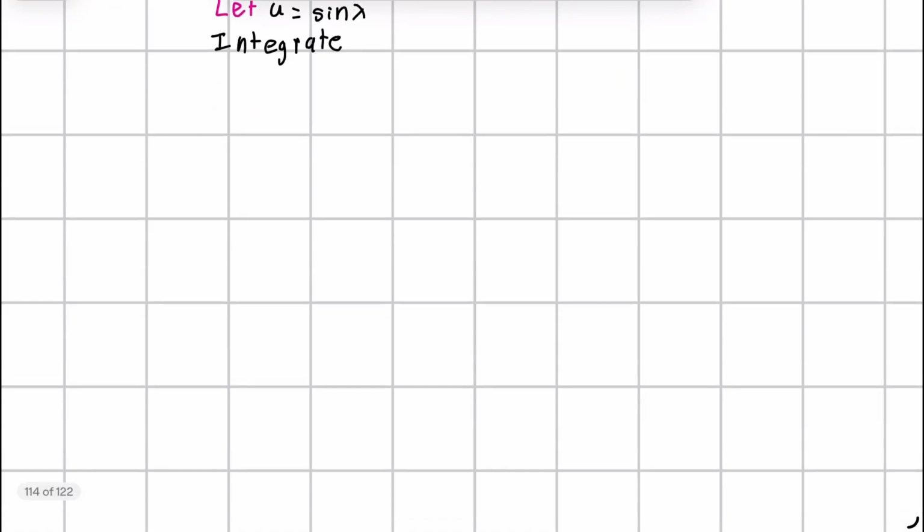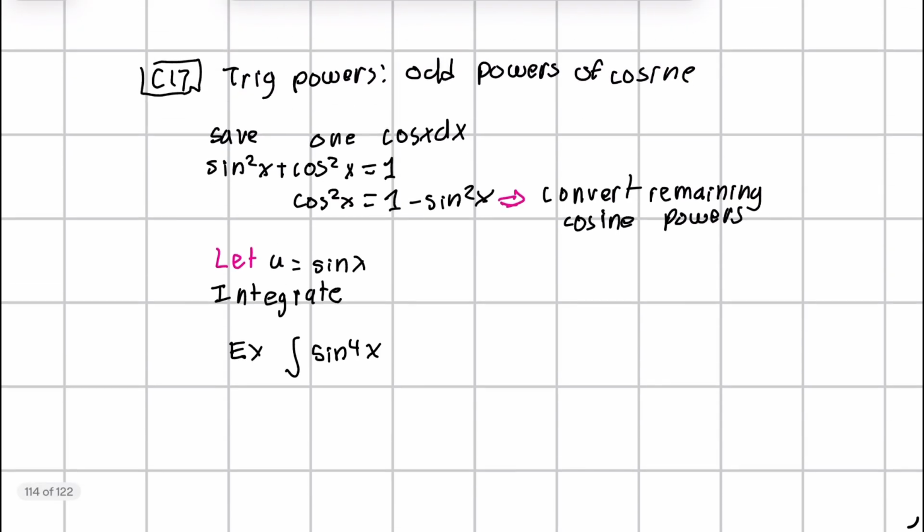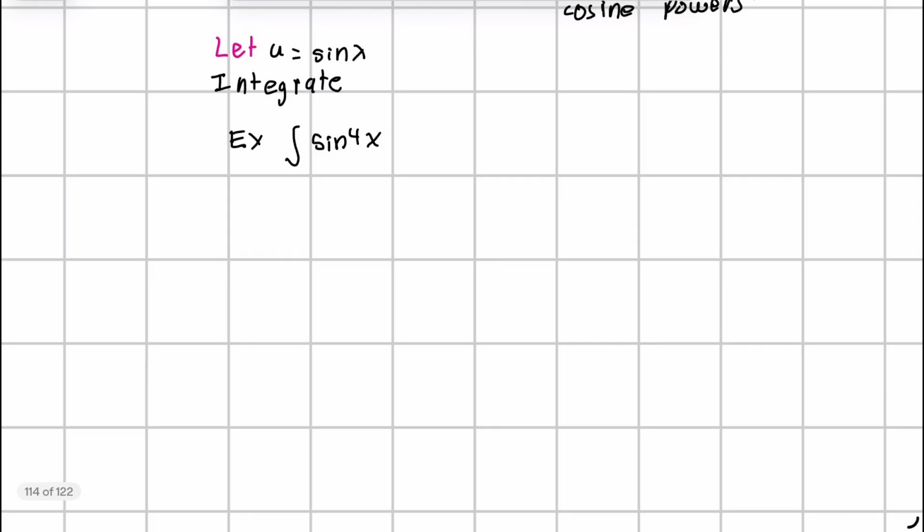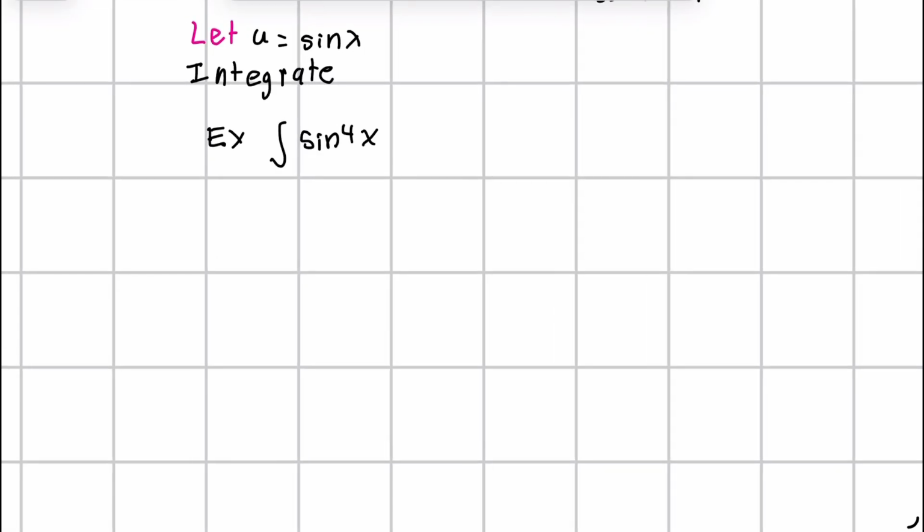So let's say, for example, we have the integral of sine to the power of 4. So sine is an even power, right? But for cosine, we're looking out for odd powers. We only care about when we have odd powers, okay? So we have cosine to the power of 3 times x dx.